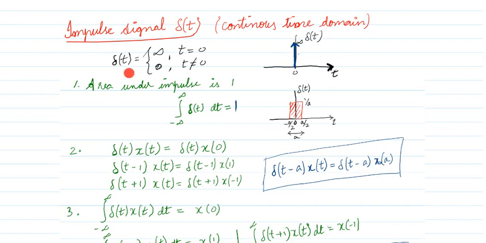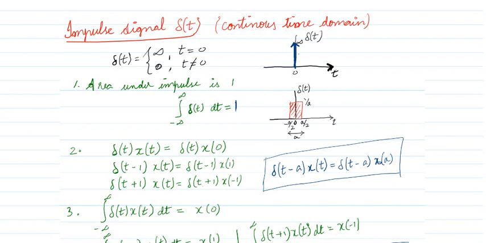So delta of t is equal to infinite when the time is equal to 0, and it is 0 when the time is not equal to 0. If you look at this, at time 0, what is the amplitude? It is infinite. At time 0, the amplitude is infinite. At the negative time and the positive time, that is time not equal to 0, it is 0. So this is the definition of impulse signal in continuous time domain.